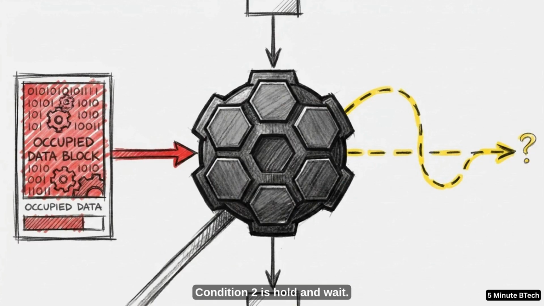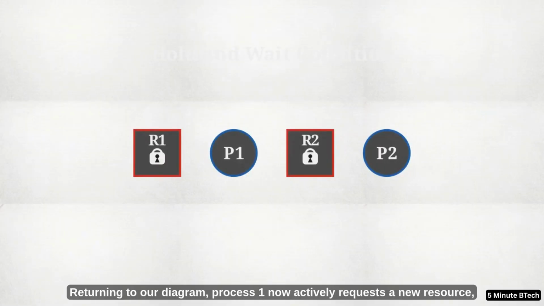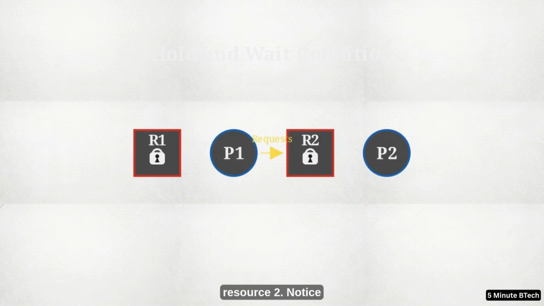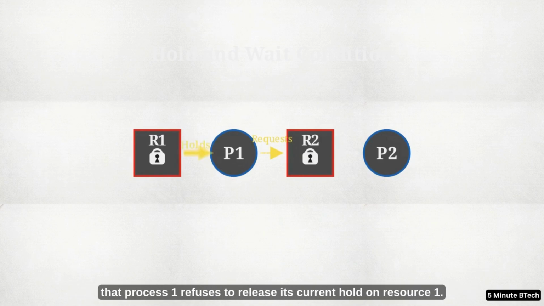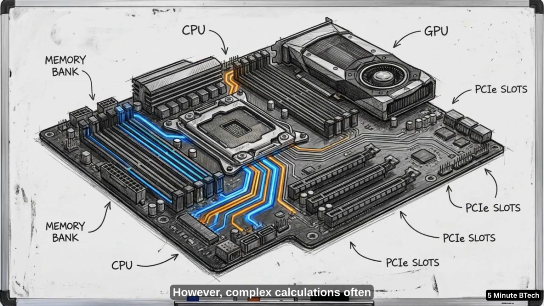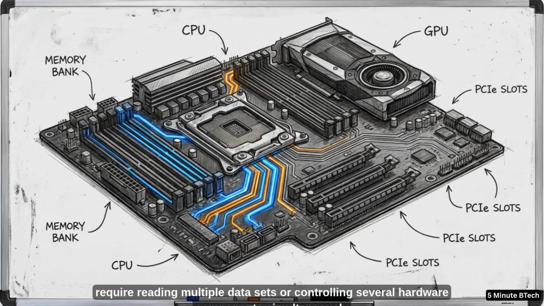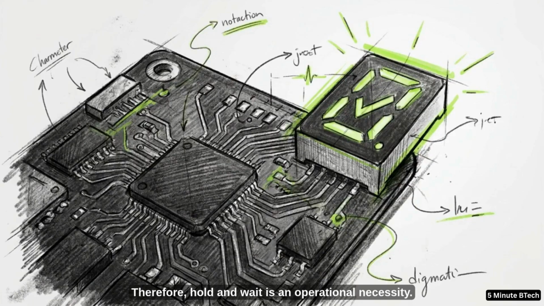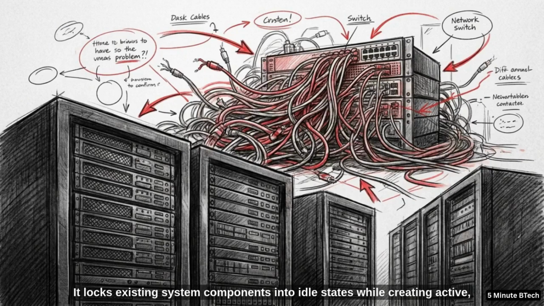With our non-shareable resources established, we introduce the next requirement. Condition 2 is hold and wait. Returning to our diagram, process 1 now actively requests a new resource, resource 2. Notice that process 1 refuses to release its current hold on resource 1. A safer allocation policy might force a process to drop all current resources before making new requests. However, complex calculations often require reading multiple datasets or controlling several hardware components simultaneously to complete a task. Therefore, hold and wait is an operational necessity. It locks existing system components into idle states while creating active, unfulfilled demand elsewhere, tightening the system's flexibility.